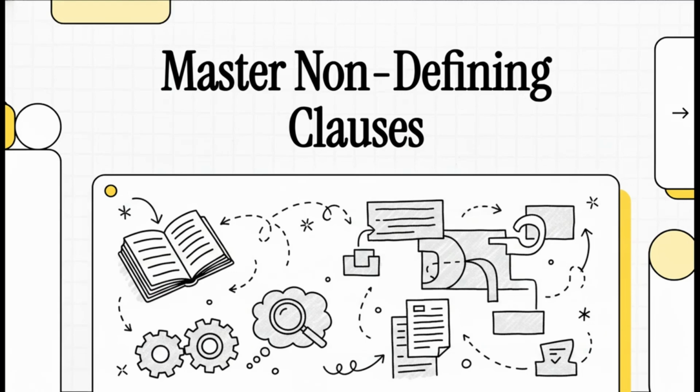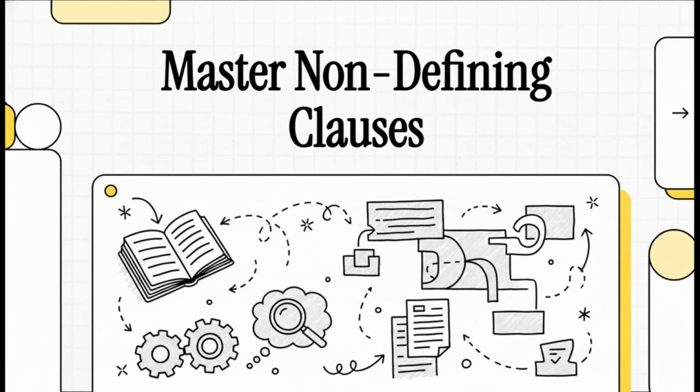Welcome to this explainer. If you've ever lost points on an academic essay for a clunky run-on sentence, or maybe you just feel like your writing is missing that final professional polish, well, you're absolutely in the right place today. We're going to elevate your English by unpacking what is literally the secret weapon of sophisticated C2 level academic writing. I'm talking about the non-defining adjective clause.